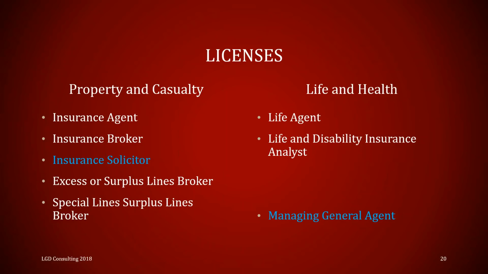This can be on the life or the fire and casualty side, just to give you a heads up. A managing general agent is contracted by an insurance company, and their job is to hire agents, train agents, and terminate those agents if they don't produce. So they hire an agent, the agent sells a policy and brings in the application with a premium to the MGA, the managing general agent. The managing general agent proofs it, signs it, and sends it to the insurance company.